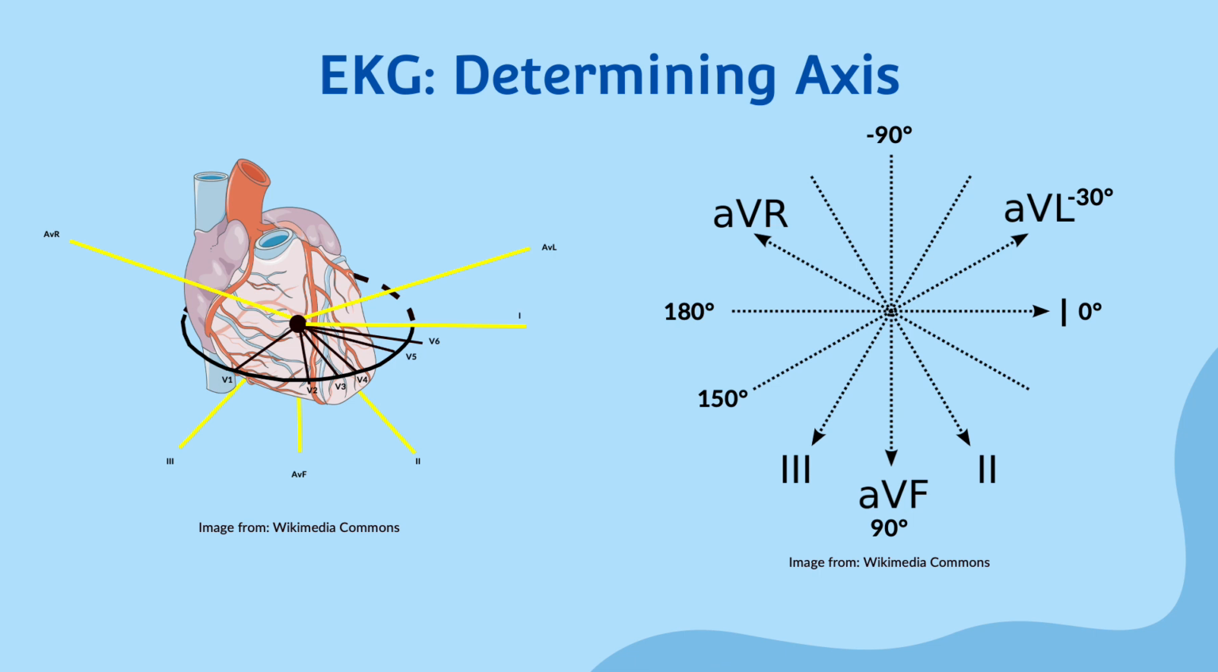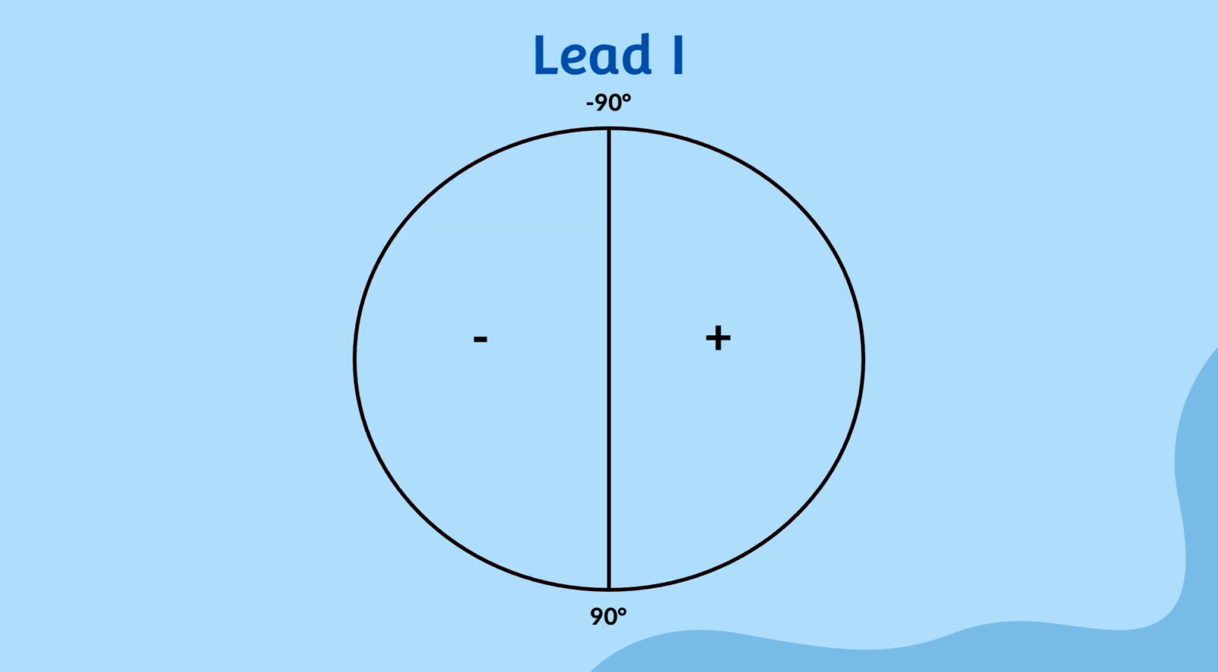So we will combine the knowledge of what degrees are associated with positive and negative deflections in leads 1, 2, and AVF to help us deduce whether or not the axis is within normal limits. Keep in mind that when we talk about deflections for the rest of this lecture, we are specifically referring to the QRS complex. First, let's look at lead 1.